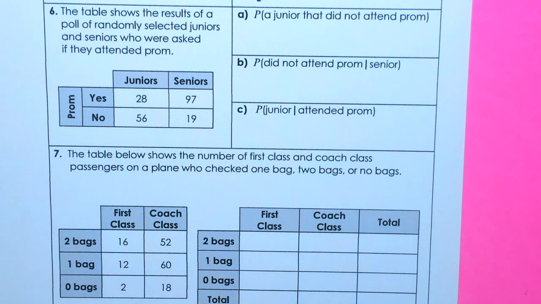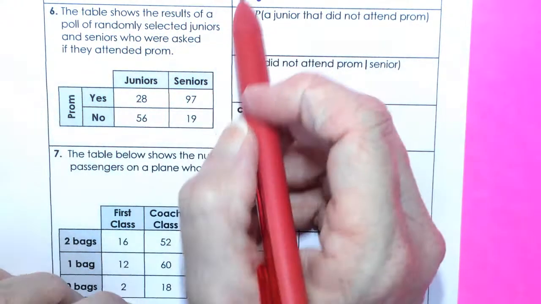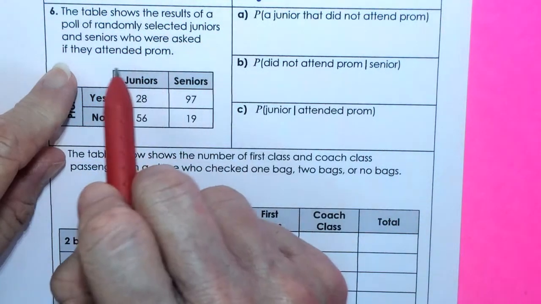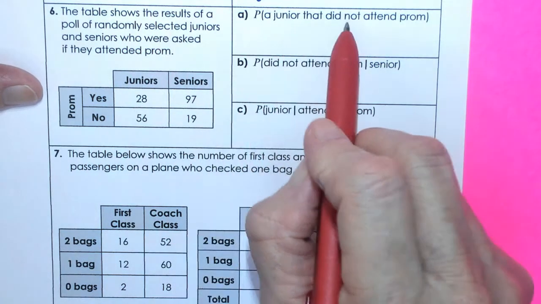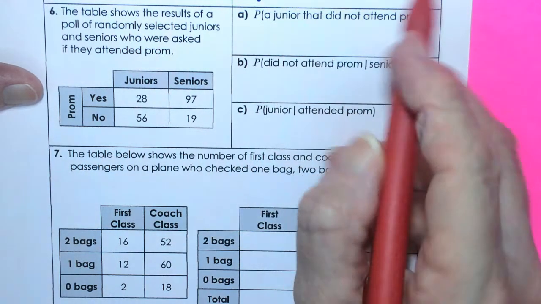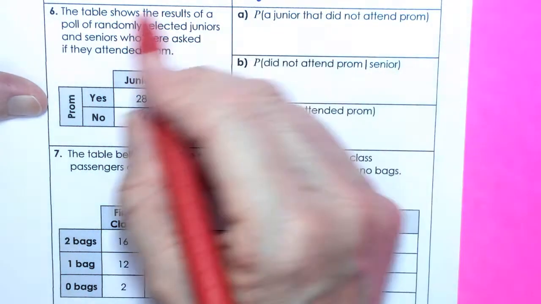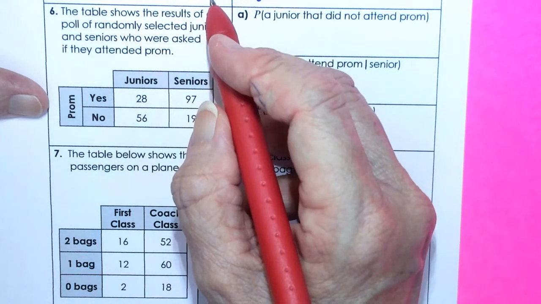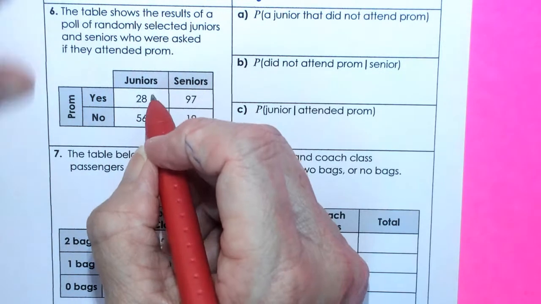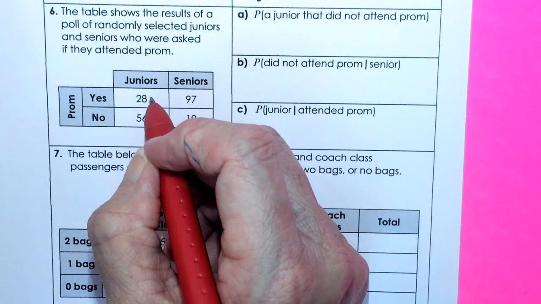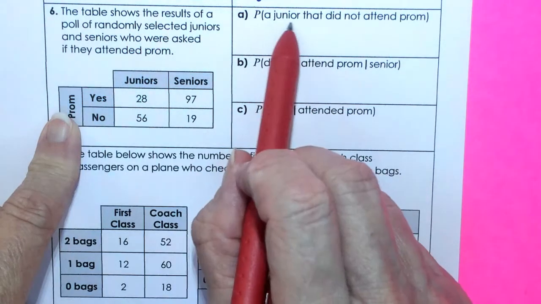We have a table that shows the results of a poll of randomly selected juniors and seniors who are asked if they attended prom. So what's the probability a junior did not attend prom? Okay, so out of this 150 total, is that right? Oh no, we don't know how many. That was the last example, so we better find out how many total people. So a junior that did not attend prom.